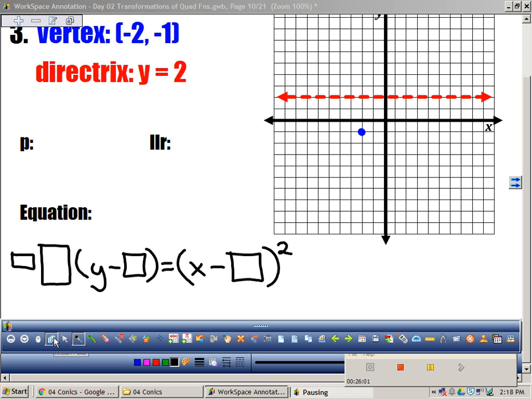Carlos is not in this class, so these cards are mixed up. Sydney, can you give me a piece of this information up here that we're missing? We're missing a whole bunch of stuff. We're missing P. We're missing LLR. We're missing the equation.